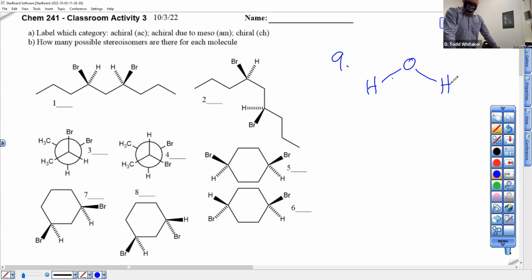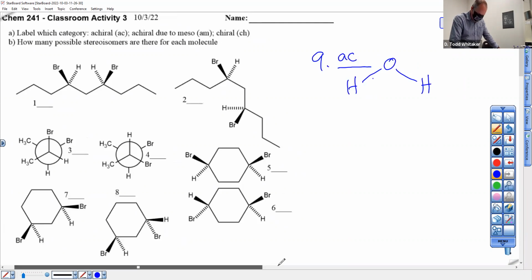Ladies and gentlemen, the mesoplane only works for molecules that have multiple stereocenters. This molecule is just plain old-fashioned achiral. Why is it achiral? Because it's identical to its mirror image.